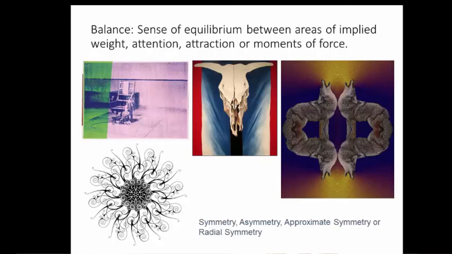Asymmetry, if you draw a dividing line down the center of the image, you see no balance between the two sides. So with this image, you can see that the weight of this image is on the left half versus on the right, it's very open and free. So this imbalance creates a sense of excitement or anxiety, however you want to think about it.